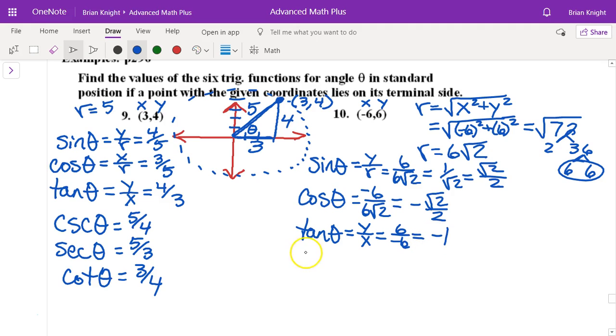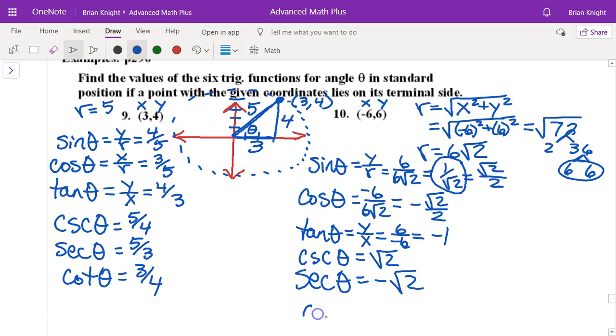And then you just flip everything. Cosecant, not coso. Cosecant of theta would be, which one do you think I'm going to flip? The middle one, right here. It's just going to be square root of 2. Secant will just be negative square root of 2. Again, they're the same, it's just one's positive, one's negative. And last but not least, cotangent. If I flip negative 1, what do I get? I still get negative 1. Okay?